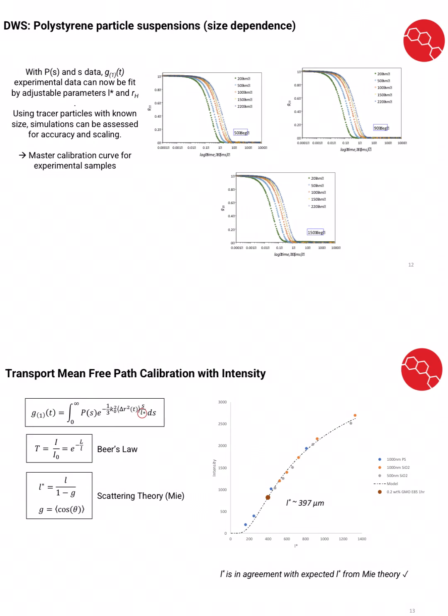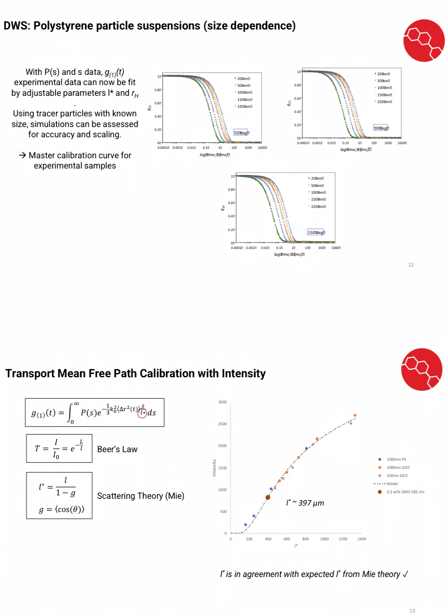With P of S and S data, G1 of T experimental data can now be fit by adjustable parameter L star. Using polystyrene particles with known size, simulations can be assessed for accuracy and scaling. A master calibration curve can now be constructed for all experimental samples.